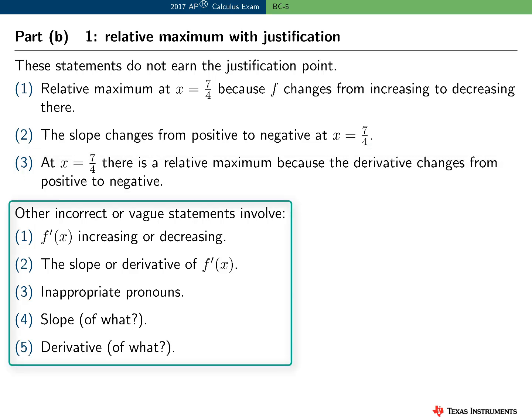Other incorrect or vague statements like these often involve the following. F prime is increasing or decreasing. The slope or the derivative of f prime of x. Inappropriate pronouns. And as we saw up above, statements that include the slope or the derivative without specific references.